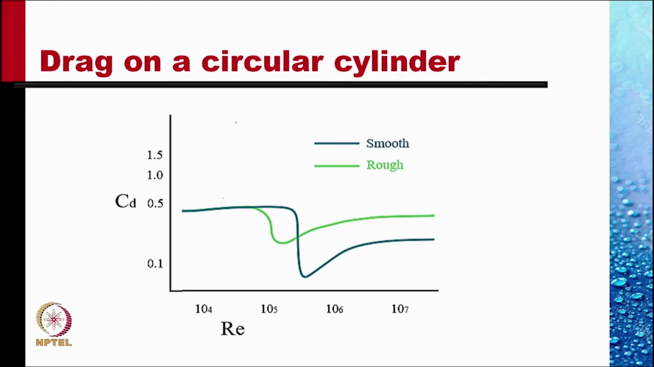On a rough cylinder, the transition occurs a little earlier because the roughness of the cylindrical surface makes the boundary layer on the cylinder turbulent at a lower Reynolds number. In fact, we will later learn that this is the reason why we make the golf balls dimpled, to reduce the drag on them.